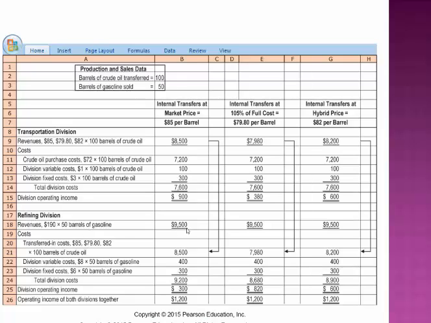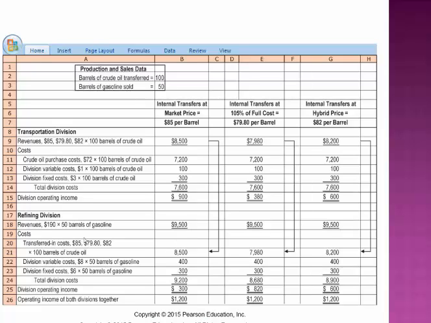We are selling this to external parties. This is not our transfer price that we are talking about. This is the price that we are selling the final end product for to some other parties. So $9,500 in revenues, this is the same under the market price, column B, under the 105% of full cost, column E, and the hybrid transfer price, column G here.